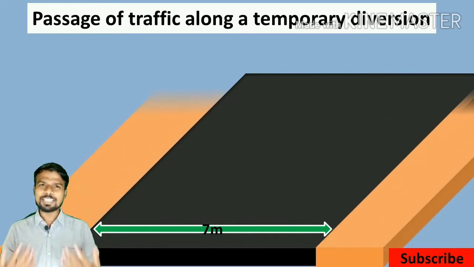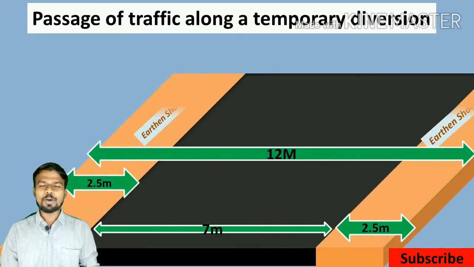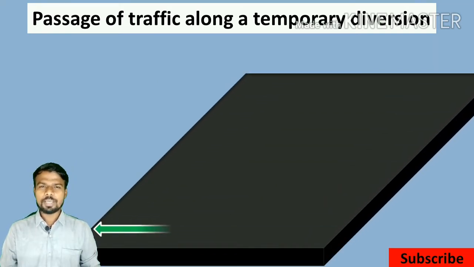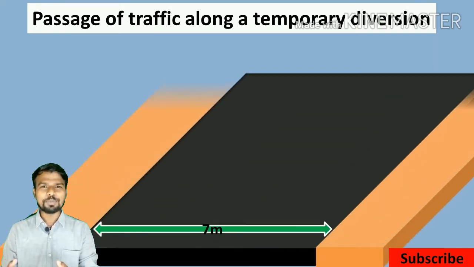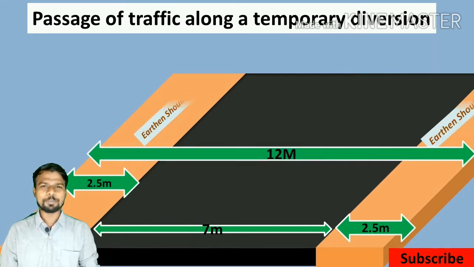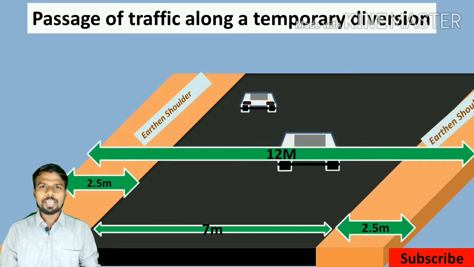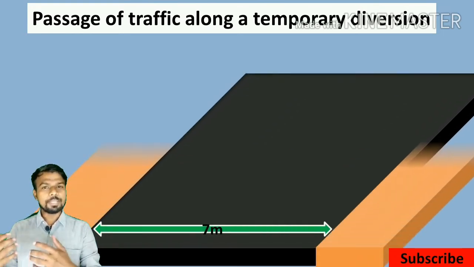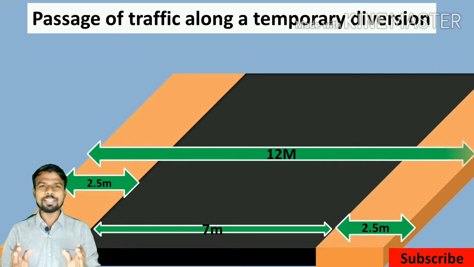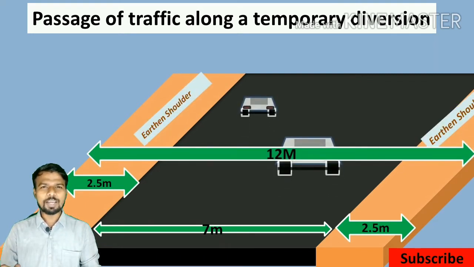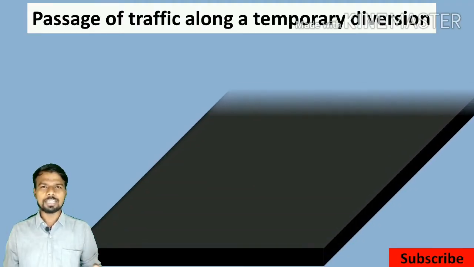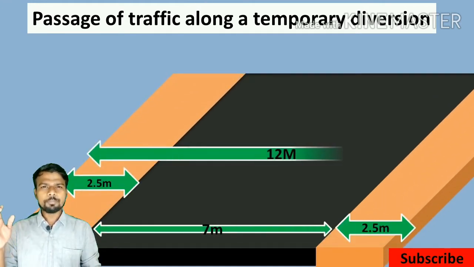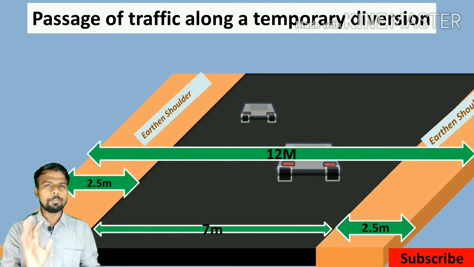So first of all, I will explain you passage of traffic along a temporary road, temporary diversion. In stretches where it is not possible to pass the traffic on part width of carriageway, what we'll do in this condition is construct a temporary diversion road with 7 meter carriageway and 2.5 meter earthen shoulder on each side. It means the total width of road including earthen shoulder should be 12 meters.